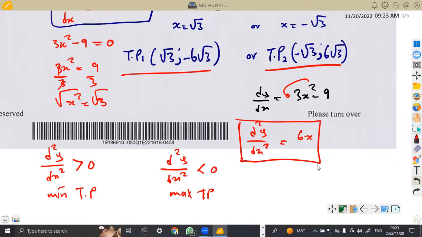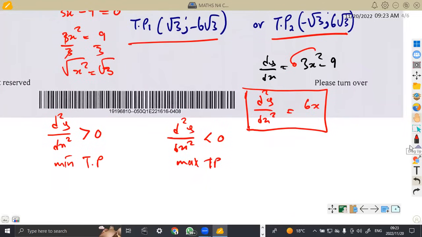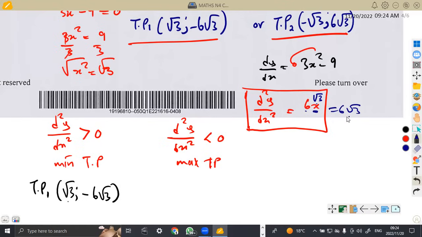So let's work with the first turning point, okay? The first turning point was the square root of 3, minus 6 square root of 3. So we are going to substitute the value of x here. Our x is square root of 3. So if we substitute square root of 3, as we can see, 6 times square root of 3 is 6 square root of 3, which is positive. It's greater than 0. Greater than 0 means a positive. So that means it's a minimum turning point. So the first turning point was our minimum turning point, okay?